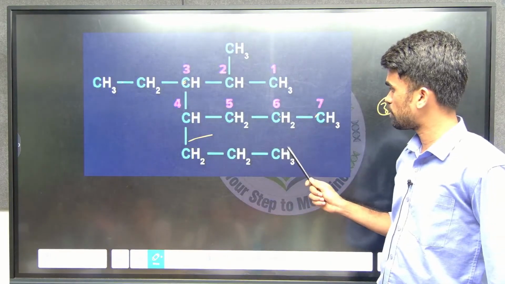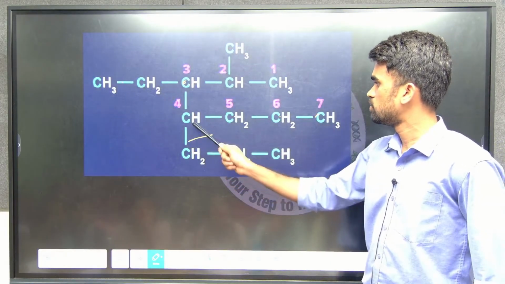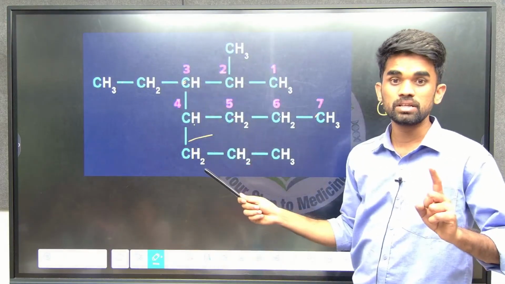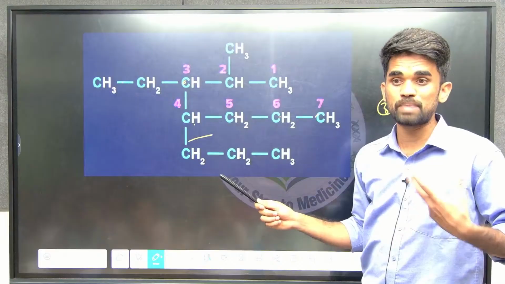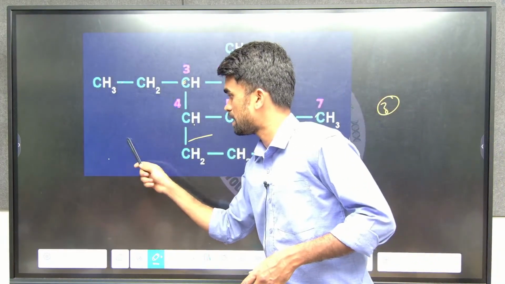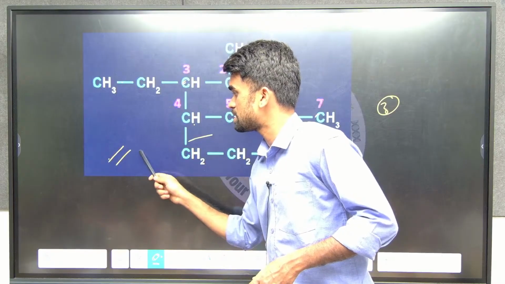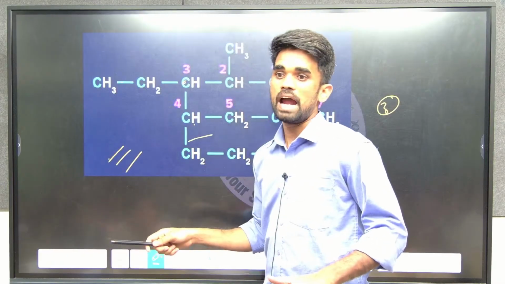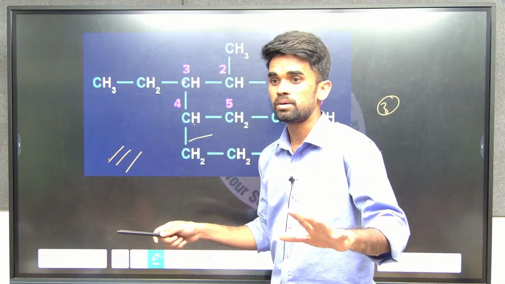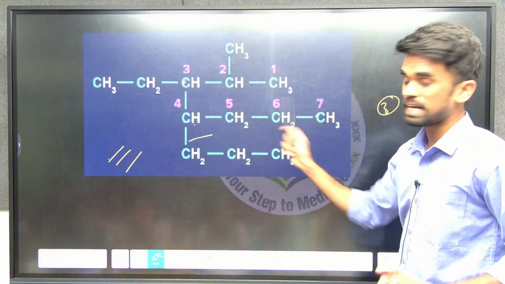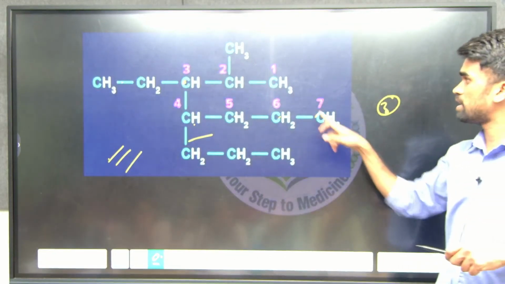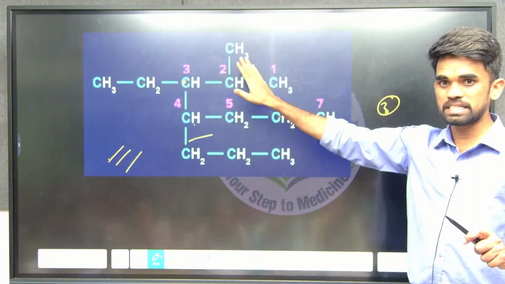Like that, if I go from here to there, 1, 2, 3, 4, 5, 6, 7. But this completely becomes one branch. But what we know, the more the number of branches. When you are deciding a parent chain, if the longest carbon chains have an equal number of carbon atoms, then consider the parent chain which has more branches. So that pink color numbering is perfect. So from where should I number now? From here or from here? Whatever it is, numbered correctly only.